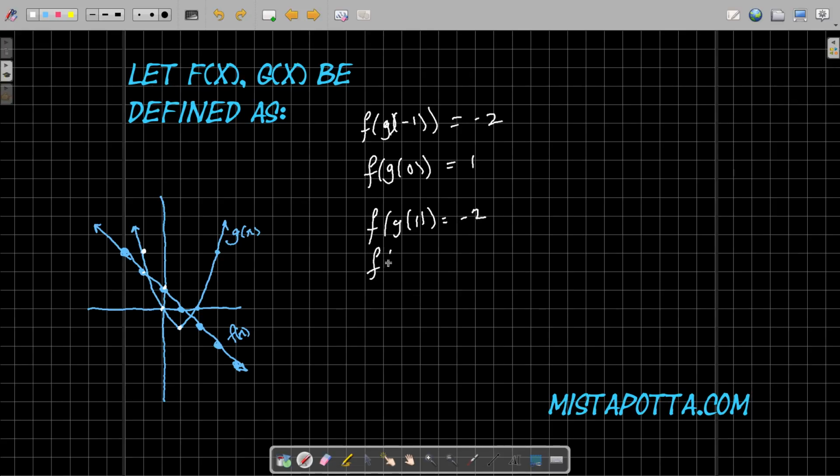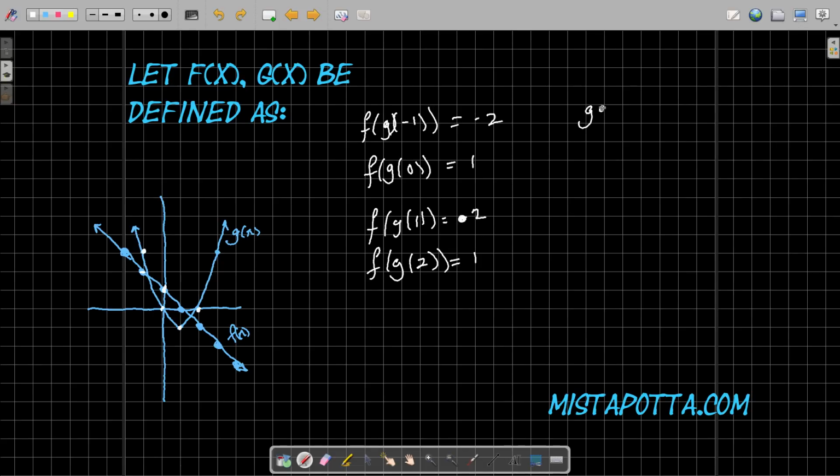Similarly, if I want to evaluate f of g of 2, I'm going to look at my parabola, see what's happening at 2, which is 0. And my line at 0 is +2. That should have been a +2. I don't know why I put a -2. So I'm going to go back 1 and up 2 to get to this point on the line. I'm so sorry about that.